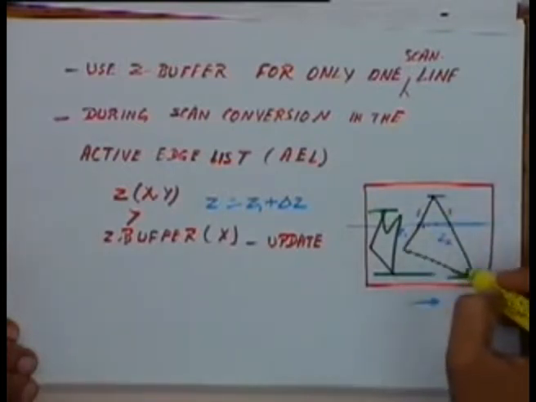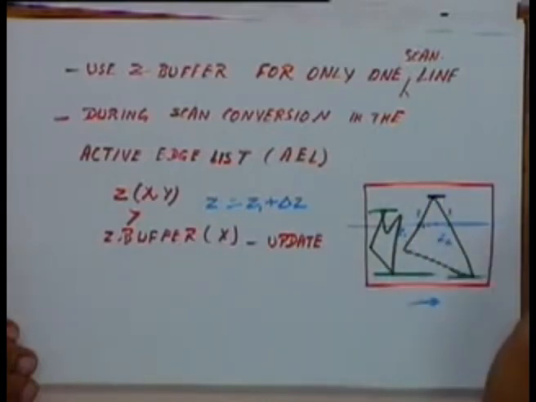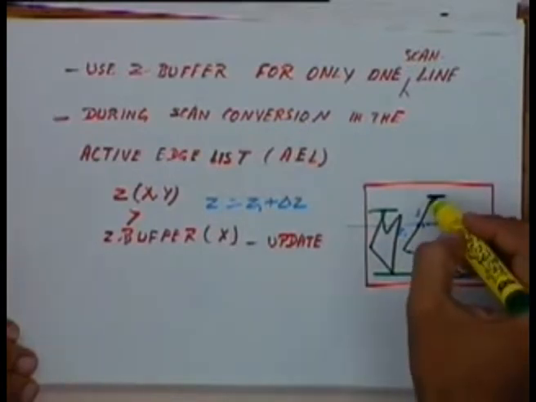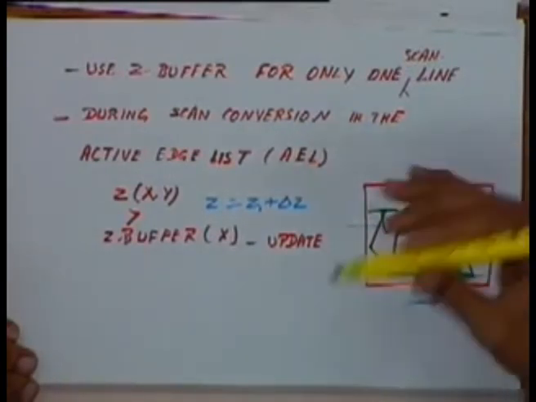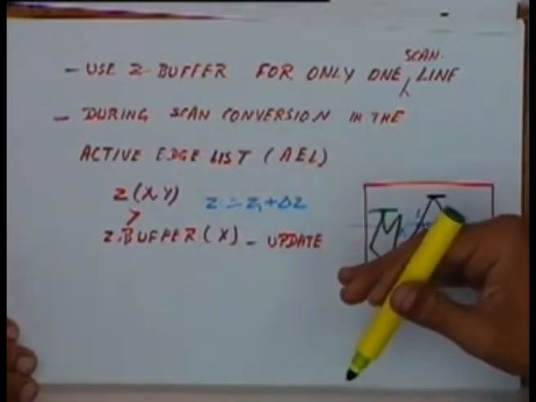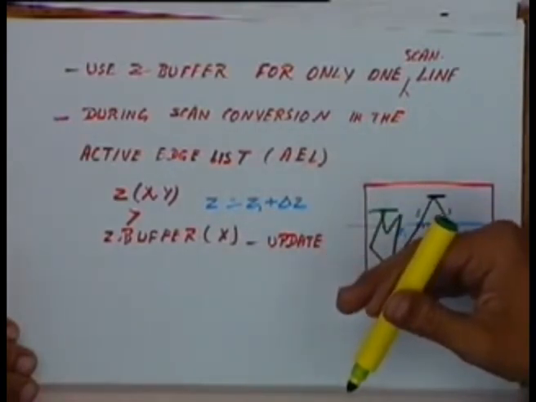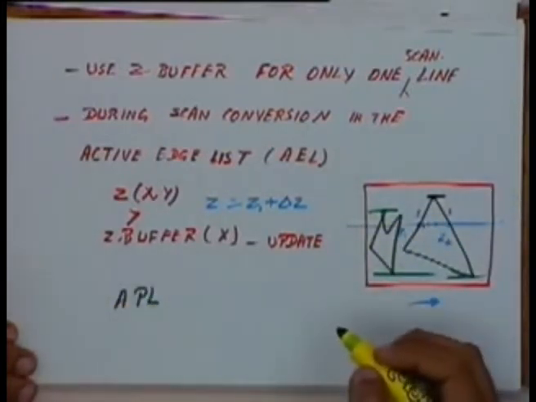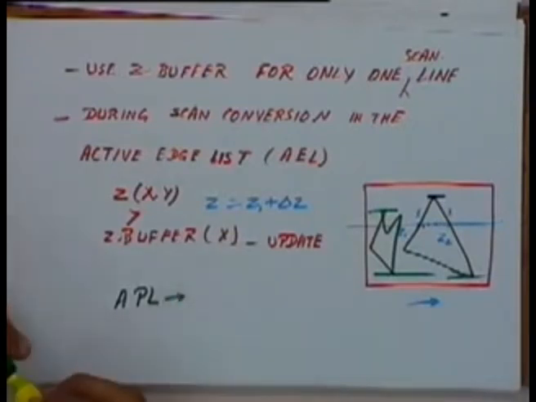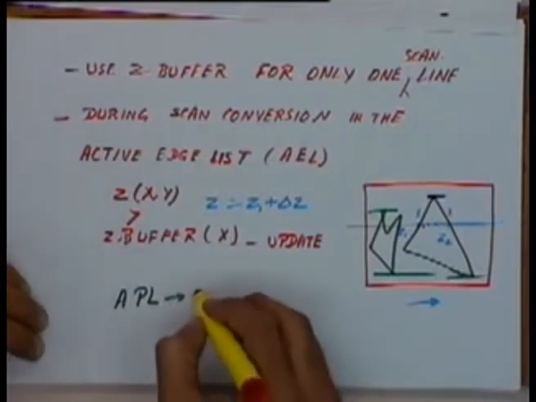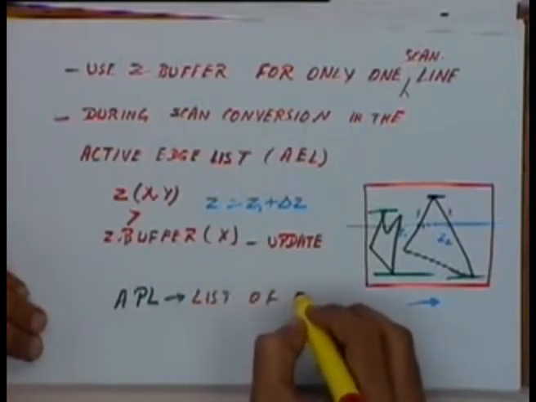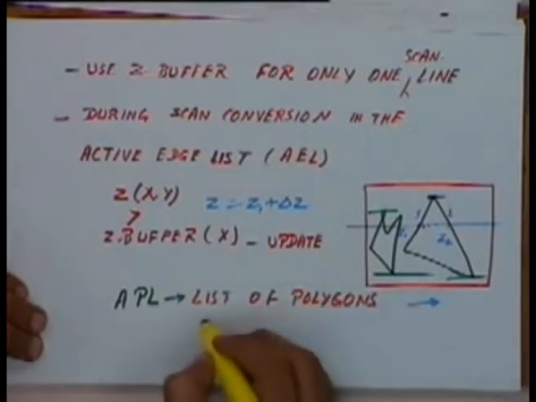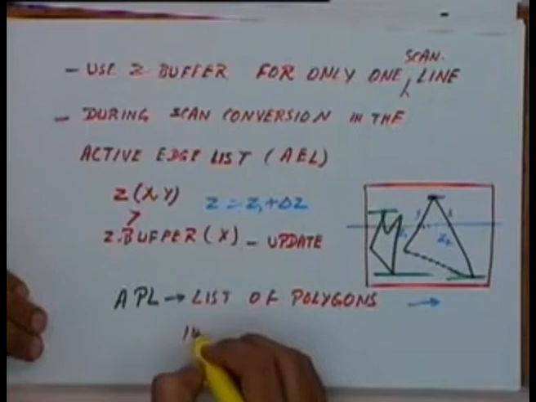In addition to that, we will now also maintain an active polygon list. This polygon is going to start at this scan line, so we will maintain an active polygon list. As we go from one scan line to the next, we will keep maintaining which polygons are getting added to the active polygon list. So we will have an active polygon list which will contain the list of polygons intersecting a particular scan line.